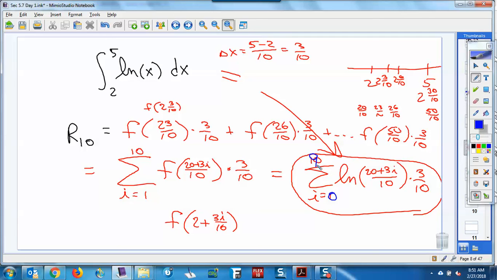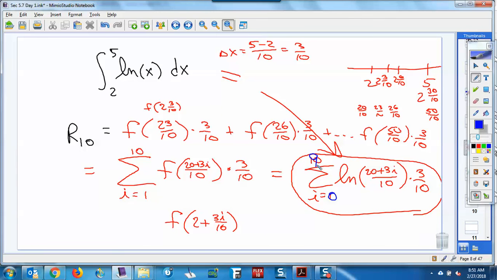Done. There's 10 left rectangles right there, 0 to 9, right? Because now what would happen? Your first one would be at i equals 0, and so you'd have 20 over 10. So you'd start at f of 2, which is your left edge. And your last one, when you put a 9 in, you'd have 20 plus 27, you'd have 47 tenths. Well, if you look, what's going to be the one right before 50 tenths? 47 tenths, right? That'll be the one right before, and that's where your left stops.